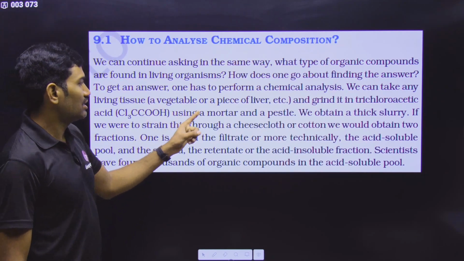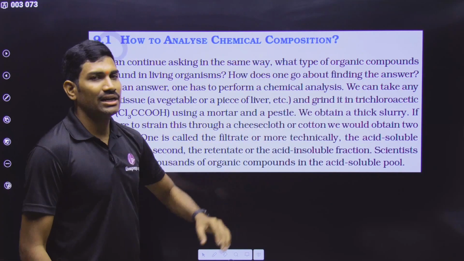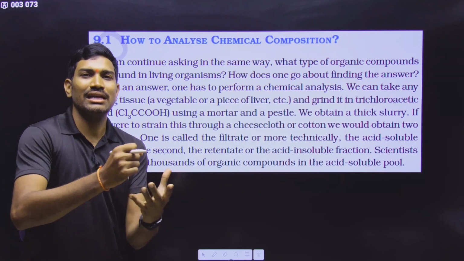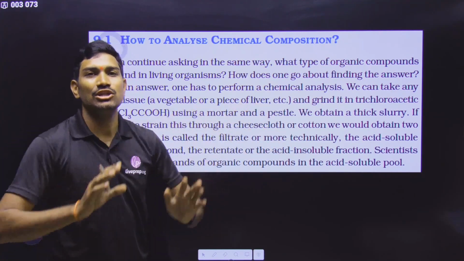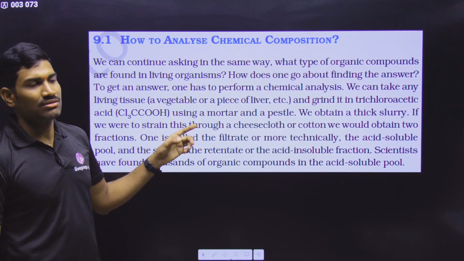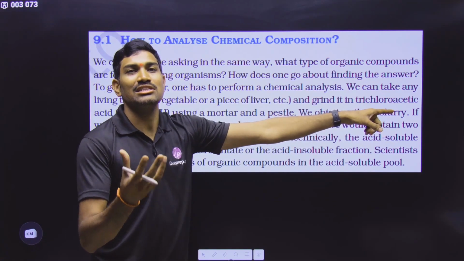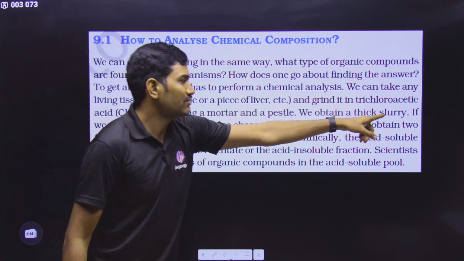And using this particular solvent and using a mortar and pestle, you can grind it. Once you are grinding, what happens? Cells will break and cellular content is released into this trichloroacetic acid, so that we obtain a thick slurry. Slurry means it is a semi-solid paste.